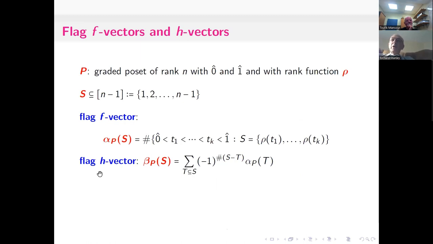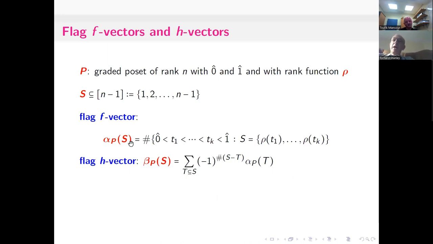Now, B_n is a very nice example of the use of flag f-vectors and h-vectors. So let's say P is any graded poset of rank n with a 0̂ and 1̂ and a rank function ρ. We let S be any subset of {1, ..., n-1}. So the flag f-vector of P is the function α_P defined on subsets of [n-1]. Its value at S is the number of chains in P such that the ranks of its elements are just the elements of S. So we're looking at what are called rank-selected chains, or counting chains whose elements have specified ranks.